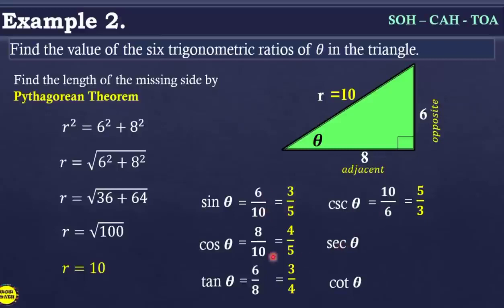For your secant, that is the reciprocal of cosine. So, that is 10 over 8. So, that is 5 over 4. And then for cotangent, which is the reciprocal of your tangent theta, that is 8 over 6. And the lowest term is 4/3.